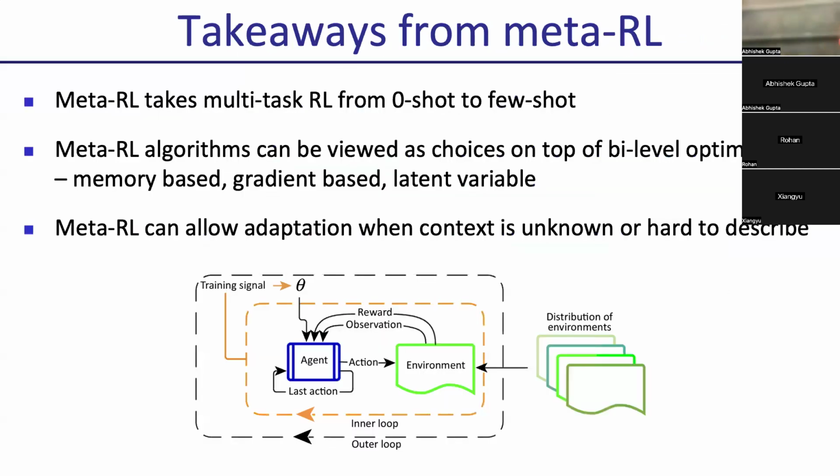So the takeaways I want to convey here is that meta RL lets you go from zero shot to few shot. You can optimize most meta RL algorithms as this bi-level optimization where you have an update and then you evaluate how good the update is in your outer loop. And it allows for adaptation where you don't know the context or you may not generalize perfectly, right? For those of you who are interested, it's very related to how POMDPs work. Lots of meta RL solutions are similar to POMDP solutions.